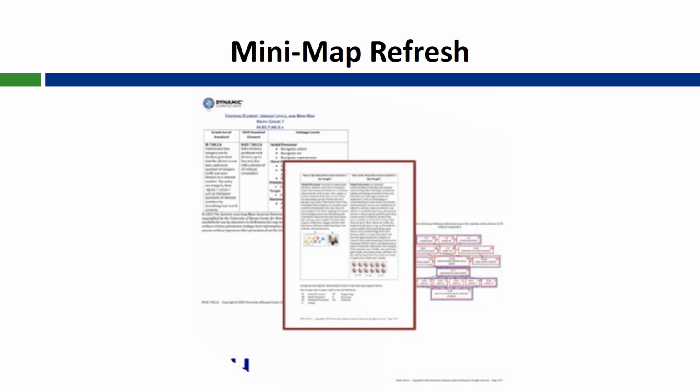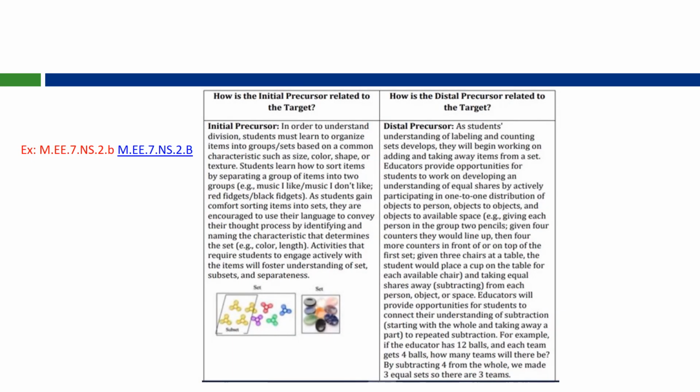Mini-maps for math and ELA have been refreshed with more in-depth information between initial precursor and distal precursor. This is a screenshot of the new mini-maps. Here is an example of a math relationship showing how both initial precursor and proximal precursor are related to the target.